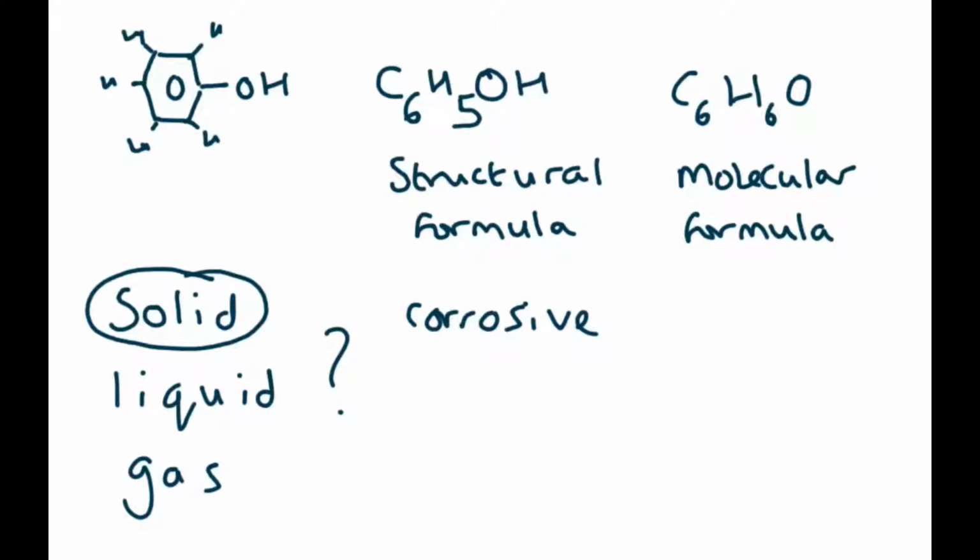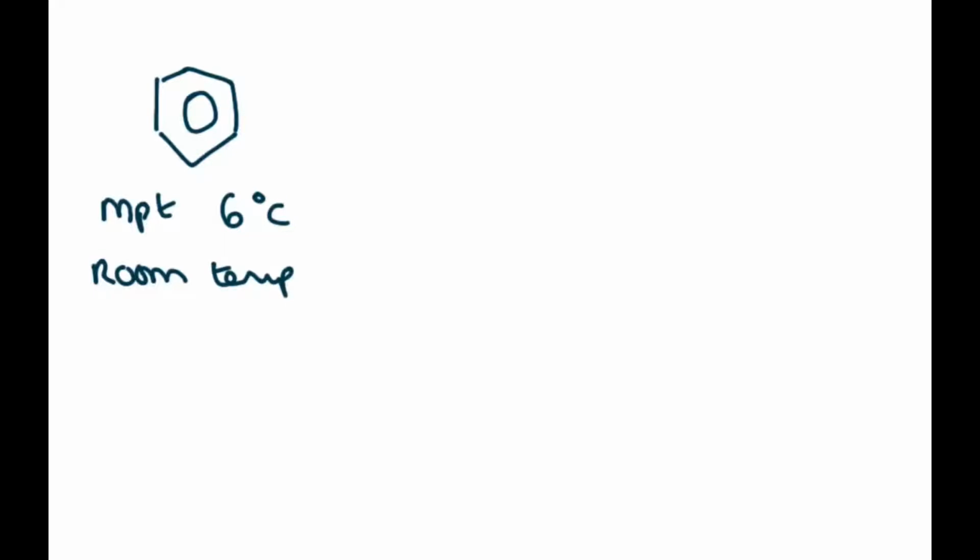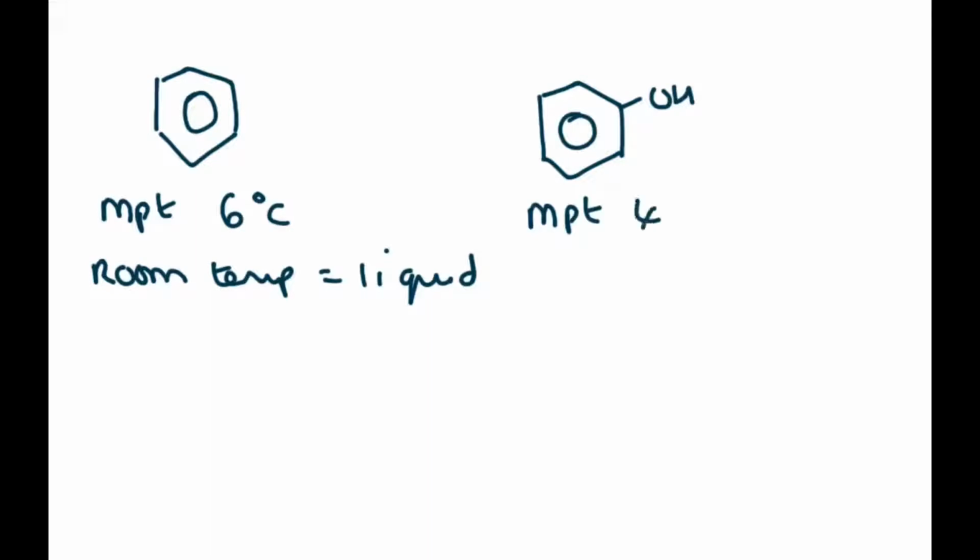Now is this unusual, the fact that it's a solid? Well, let's compare it with benzene. So if you take benzene, the melting point of benzene is 6 degrees, which means that at room temperature, benzene is going to be which physical state? It's going to be a liquid. Whereas if you take phenol, so the benzene ring with an OH, it doesn't matter which carbon that you put the OH on. Its melting point is 43 degrees.